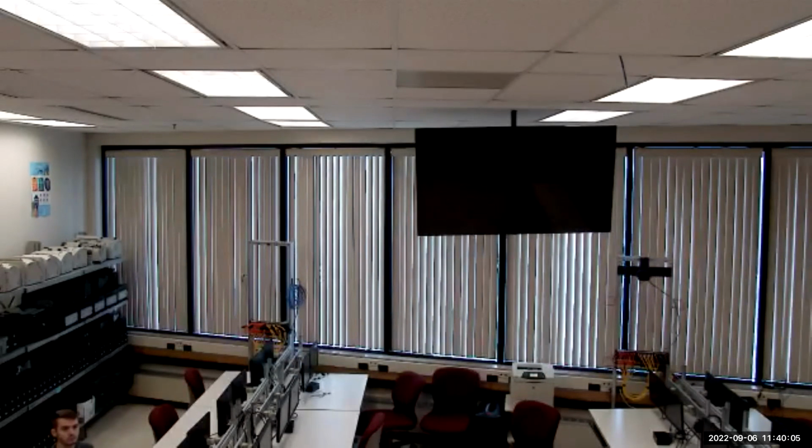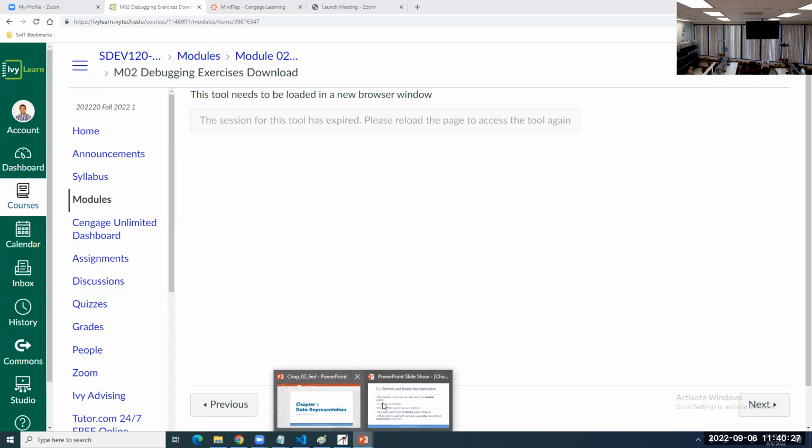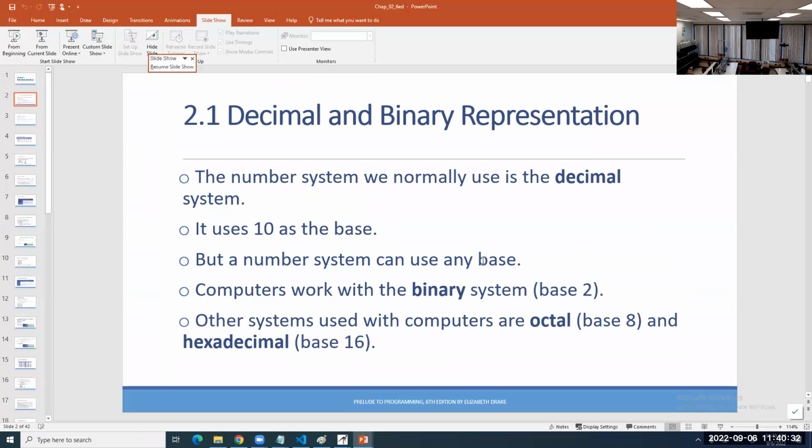So in chapter 2 here, we deal with data representation. Where's the Zoom meeting? Okay, so the first thing we talk about is decimal and binary representation. The number system we normally use is the decimal system.